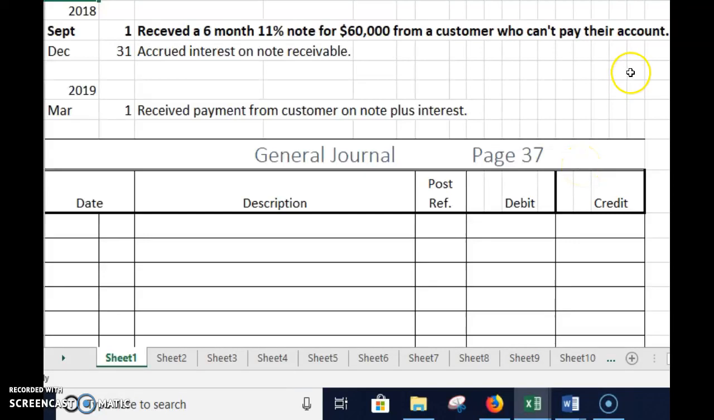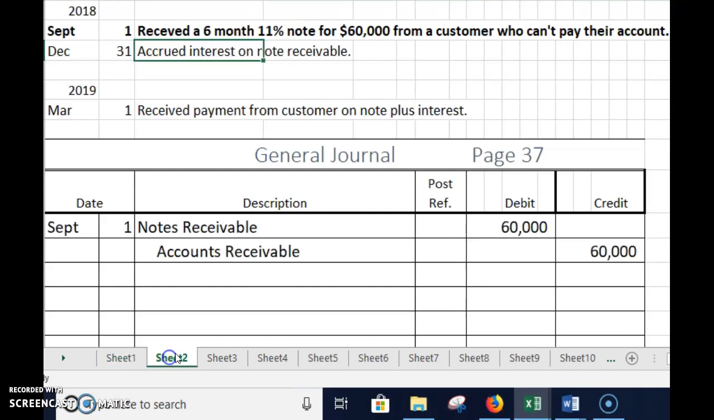We're going to take a look at accounting for a note receivable. In our example, we have a company that received a 6-month 11% note for $60,000 from a customer who can't pay their account. So what's happening here is the customer's account receivable is turning into a note receivable. They don't owe on account anymore. Now they owe on a note. So we're going to debit notes receivable for the $60,000 and credit accounts receivable for the $60,000.